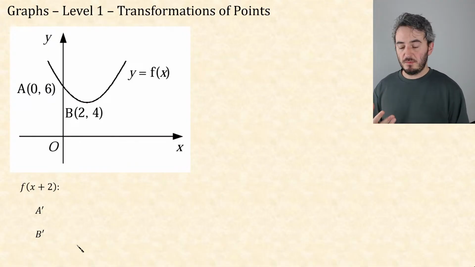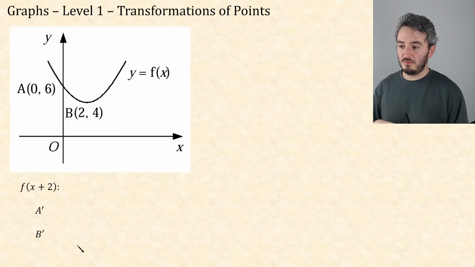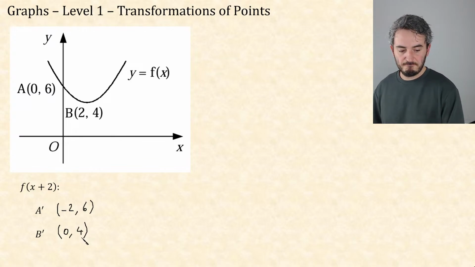Okay, if it's inside the bracket, so that is going this way, it's affecting x values. Plus 2, you might think goes to the right, but it's actually going to go to the left. So we are taking that and we are sending it 2 units to the left, taking it to minus 2, 6. This one here, we're taking that x value, sending it to 0 and leaving the y value the same.